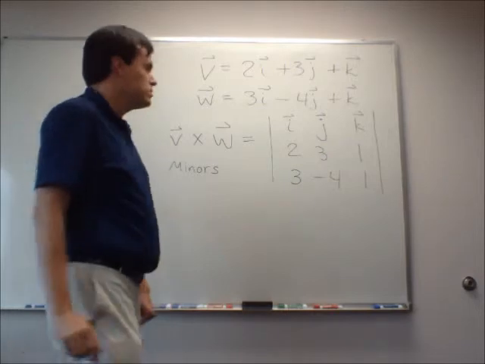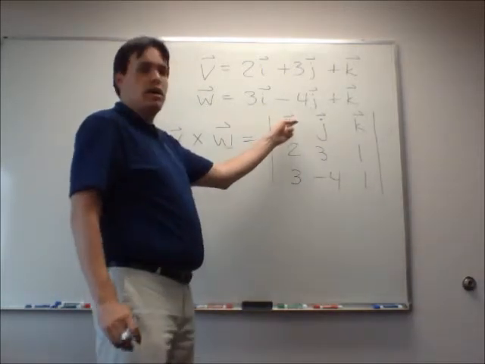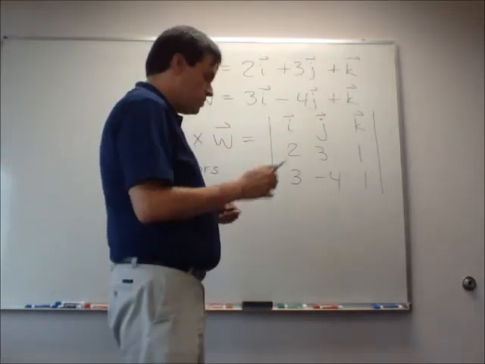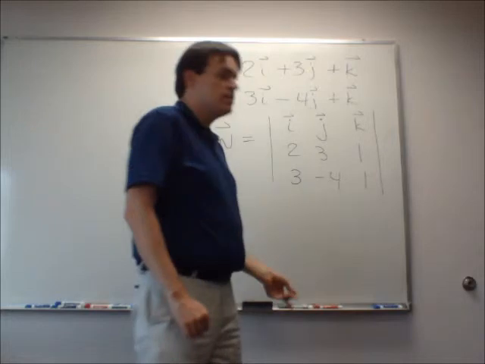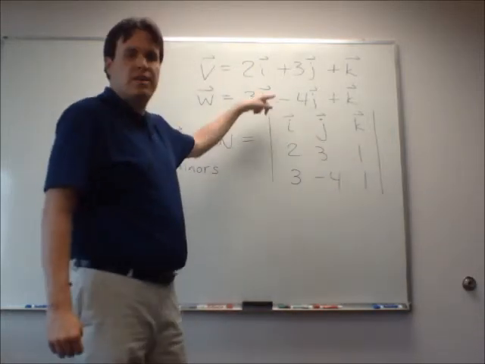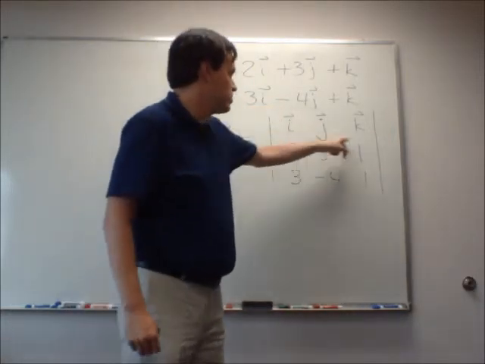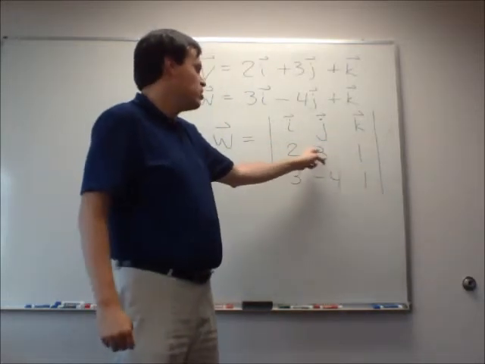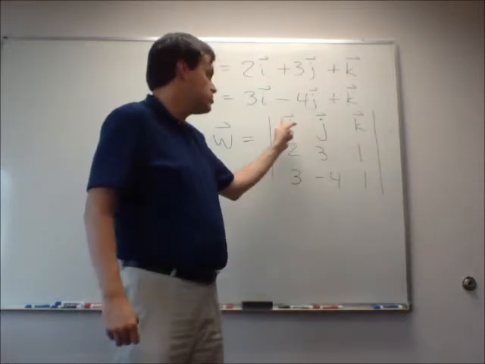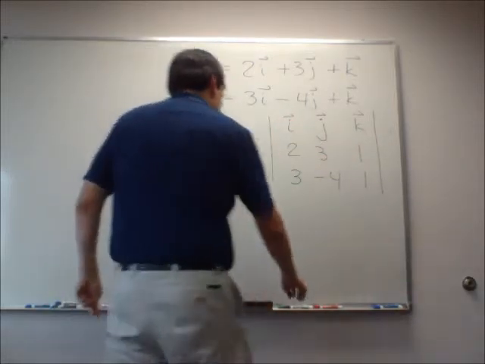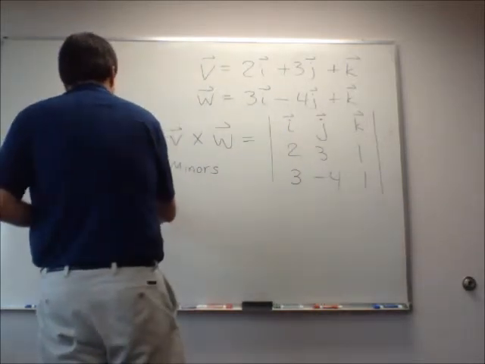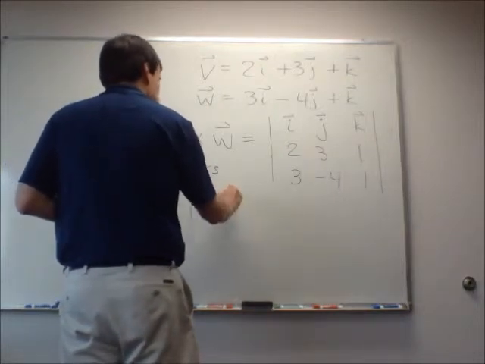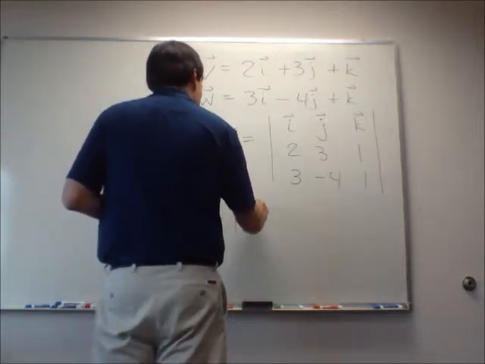The way that I do this is I start by looking at the I. I know that this vector is going to have some I component, and what the I component is going to be determined by the 2 by 2 matrix that is not in the same row or column as the I. That's this matrix right here. 3, 1, negative 4, 1. These 4 entries here. The determinant of that matrix tells me what the coefficient of I should be. I'm going to write that down. So the first part of V cross W is determinant 3, 1, negative 4, 1, I.